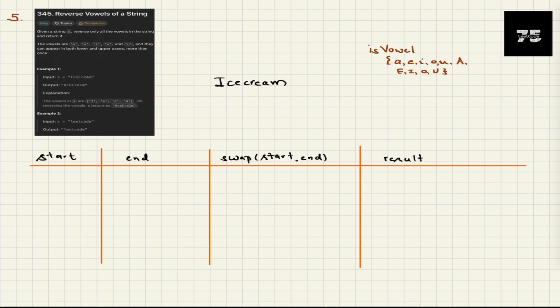In this, we are given a string S, and what we have to do is reverse all the vowels in the string and return it. So let's say this is my string, and whatever vowels are there, I have to reverse them and return it.